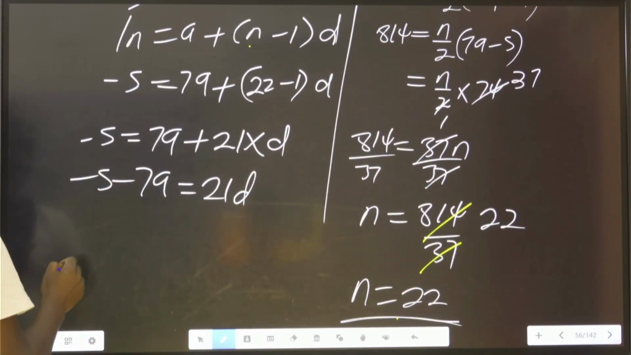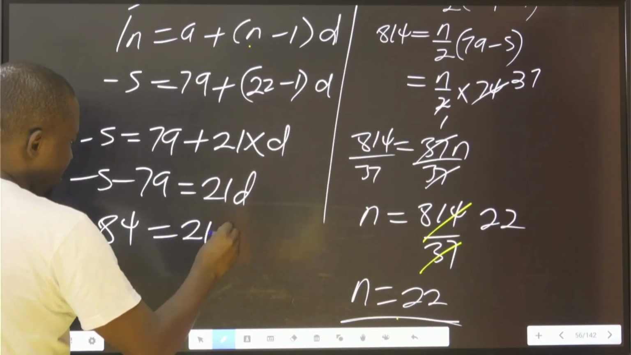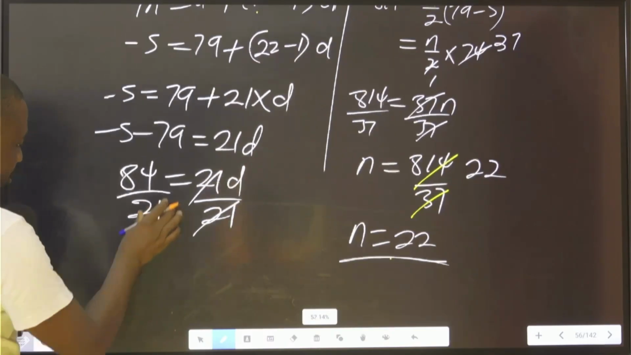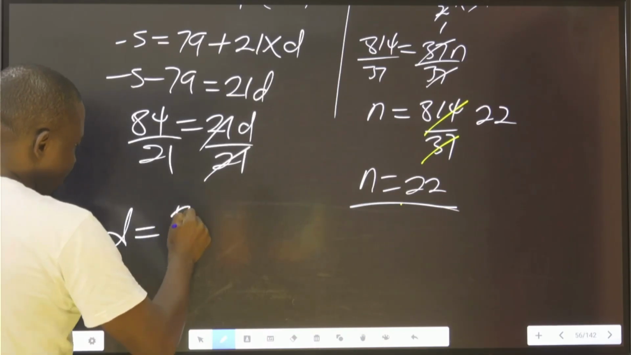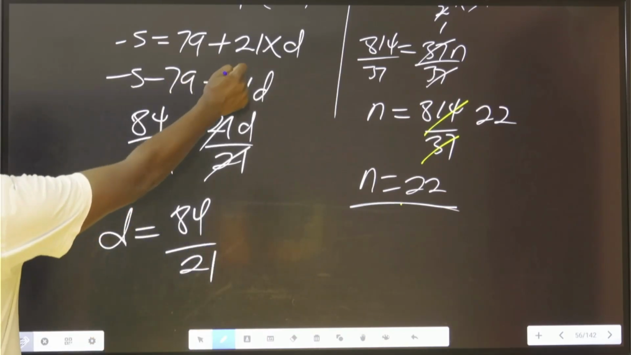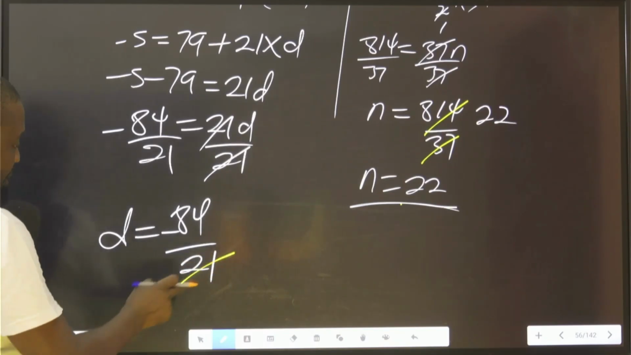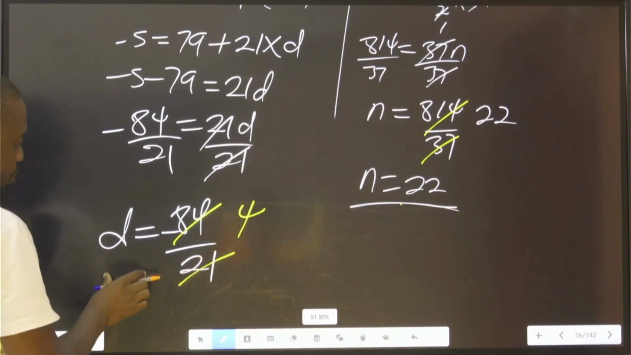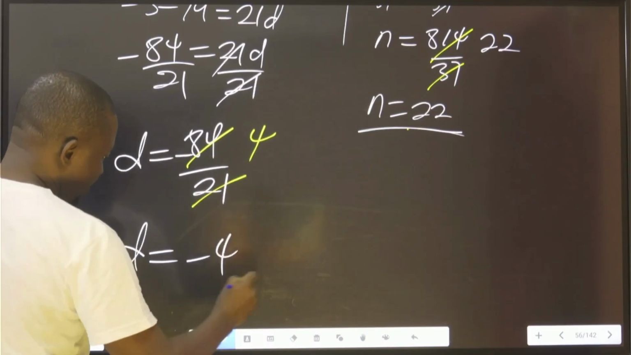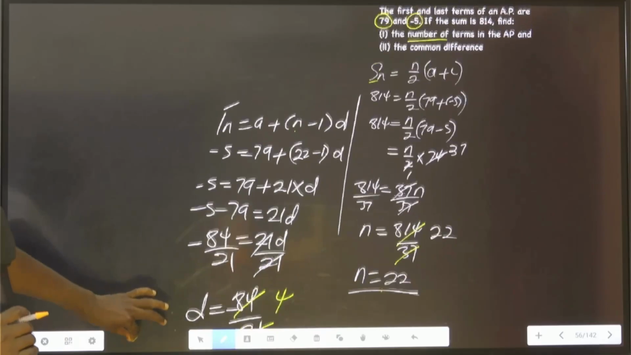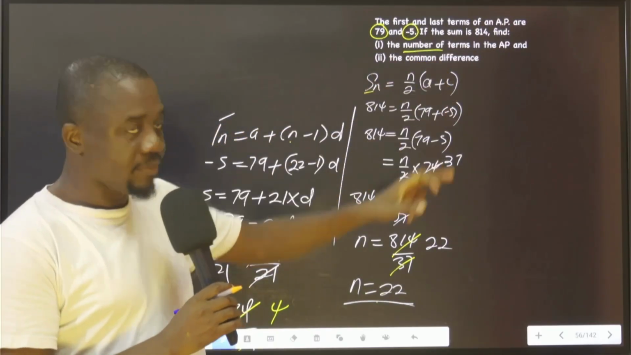If you do this, you're going to have minus 84 equals to 21d. We divide by 21, so d equals to minus 84 over 21. Please remember there's minus here. We have to still retain the minus. If you divide this now, you're going to have 4. So d therefore is equals to minus 4. This is the common difference. Hope you understand this.